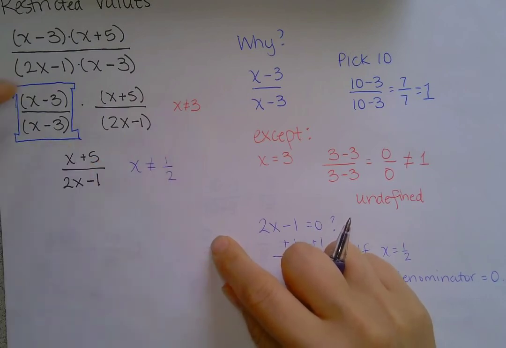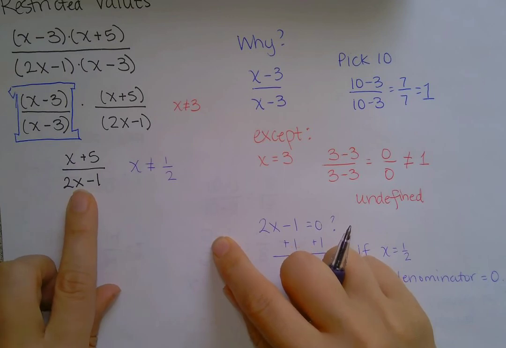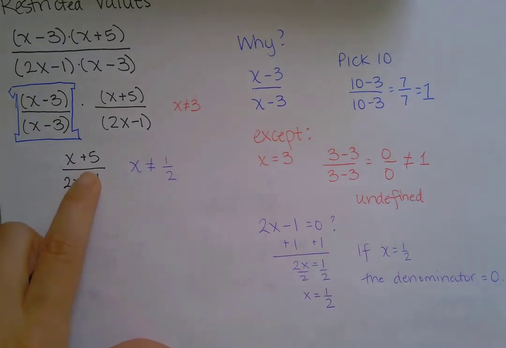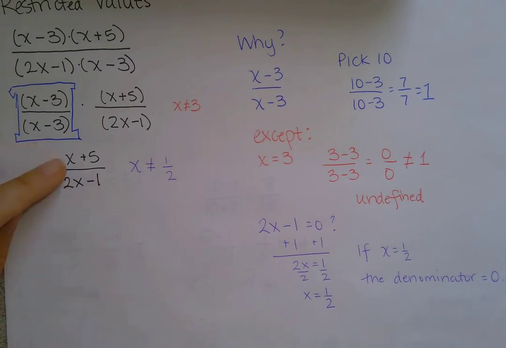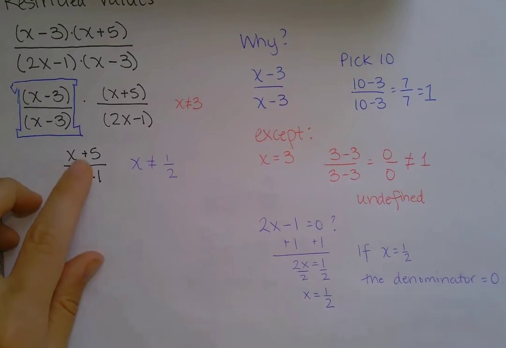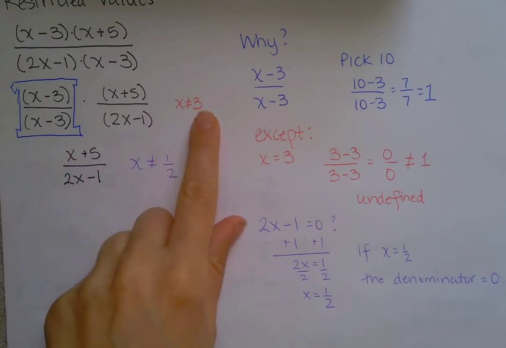The first one comes from this not being a giant 1. The second one comes from the denominator equaling 0. Now, sometimes people think that the numerator can't equal 0. That's not true. The numerator could very much be 0. If this was -5, the numerator would be 0. This would be some value. It doesn't even matter what it is. 0 divided by anything is 0. So you can have a numerator that is 0. So -5 is not a restricted value. Your only restricted values are 3 and 1/2.